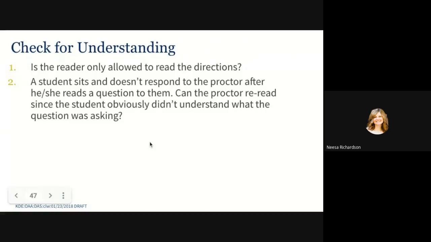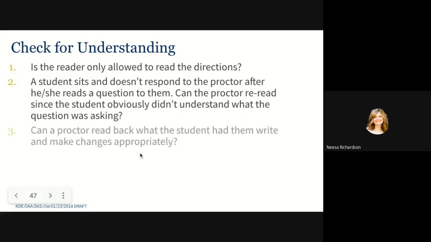The reader is allowed to read prompts, passages, everything. You cannot reread something if you've already read it once unless the student asks. So it is a good practice if you have a student in your classroom who has a reader to have them start practicing, "Will you please read that again," so that they are comfortable with that process. And a proctor can read back what the student had them write only if the student has a reader. Otherwise, the student will need to read it themselves.